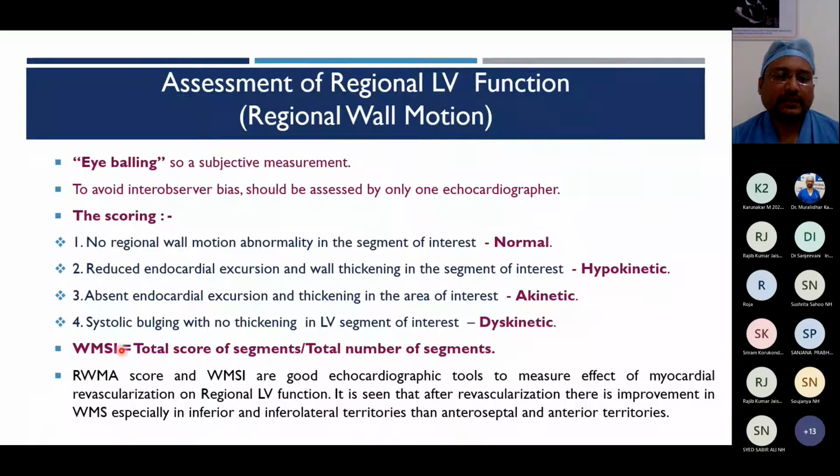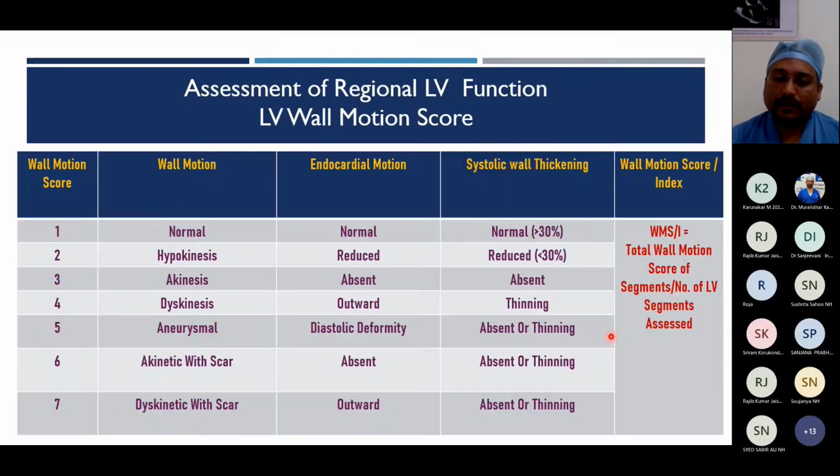Wall motion score index is the total score of the segments divided by the total number of segments assessed. The regional wall motion score and the score index are good echocardiographic tools to measure the effect of myocardial revascularization on regional LV function. After myocardial revascularization, there is an improvement in the wall motion score, especially in the inferior and inferolateral territories compared with the anteroseptal and anterior territories, provided there is viable muscle mass.